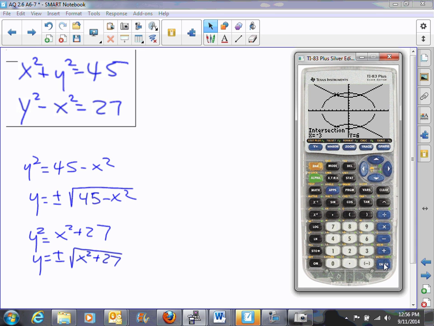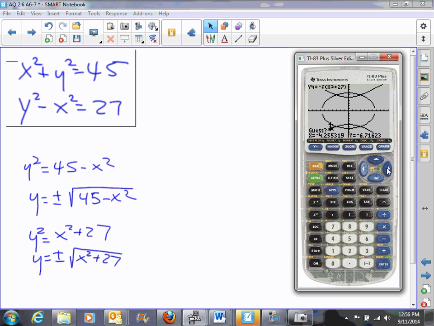Now, let's go ahead and find one of the intersections on the bottom, and I'll leave the other one to you all. So once again, second, trace, and then 5 for intersection. Now, the first curve, this time we want to use the negative of the square root of 45 minus x squared. That's this bottom curve. Yes, we want that. And the second curve, no, we don't want that top curve. We want the negative of the square root of x squared plus 27. And so that's the second curve.